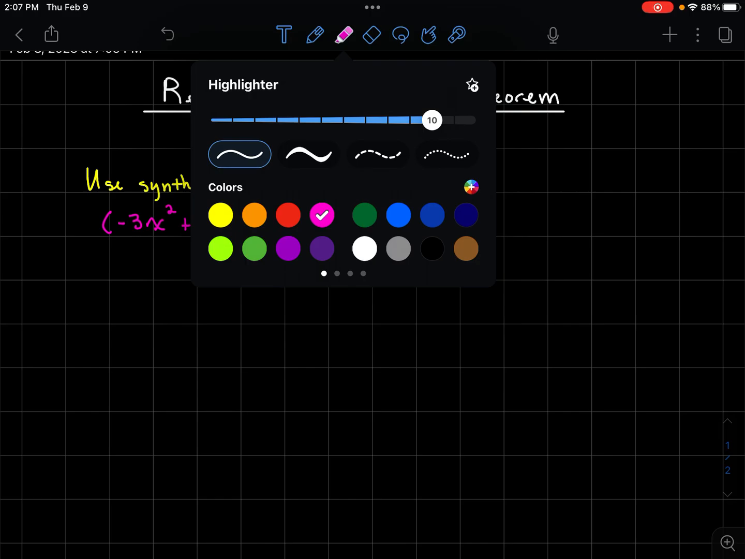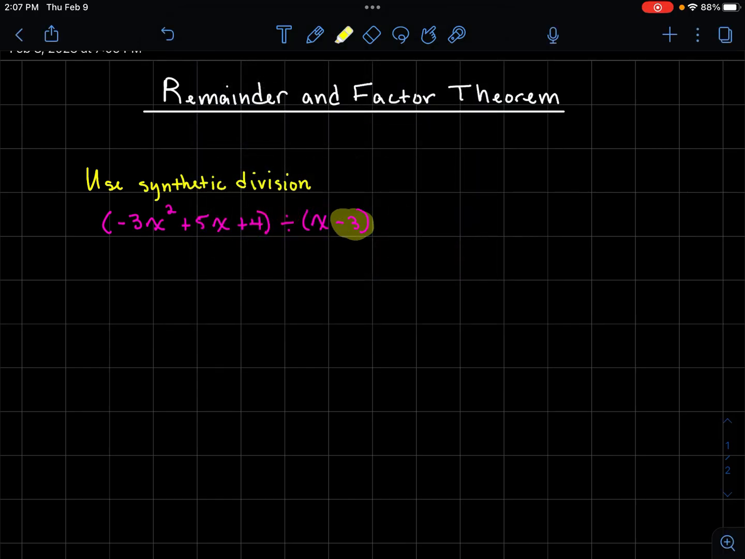First, we need to put a number in what we call the box. The number that we need to put in the box is going to be the opposite of what is in our binomial here. So we're going to use positive 3. And then to fill in the rest of our coefficients, we're going to look at the polynomial that we're trying to divide. And we're going to take the negative 3, 5, and the 4 and put those coefficients in our synthetic division. Leave a space for us to write some numbers.